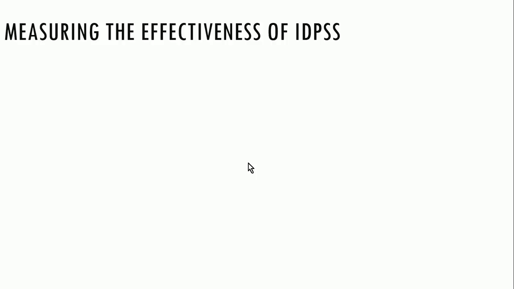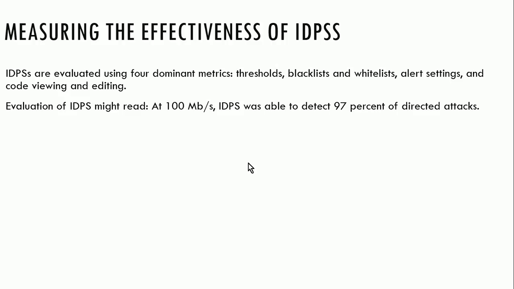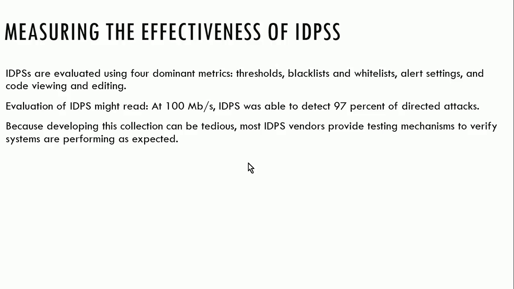So as far as measuring the effectiveness of intrusion detection systems, we can use 4 metrics: thresholds, blacklists and whitelists, alert settings, and code viewing and editing. So an evaluation of an IDS might read: at 100 megabits per second, the IDS was able to detect 97% of directed attacks. In other words, many IDSs are not going to slow down your network to evaluate the network traffic. They just have to keep up with that traffic.